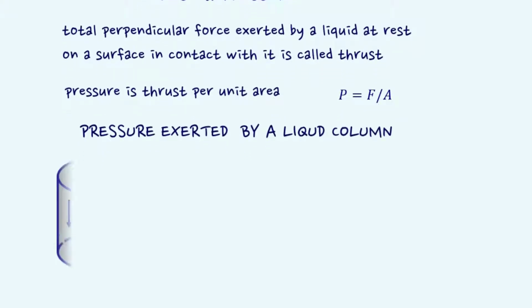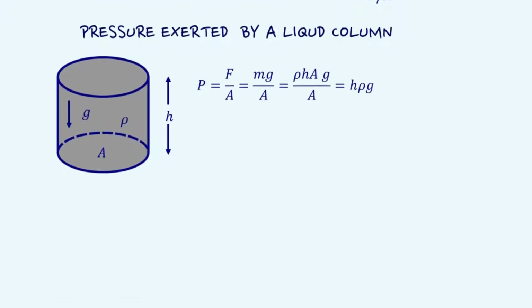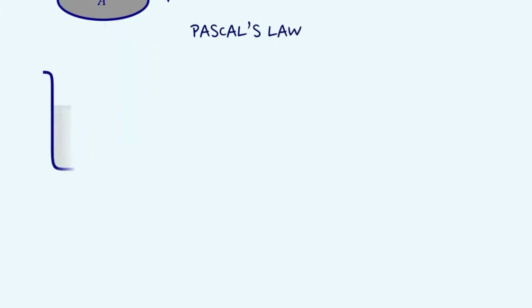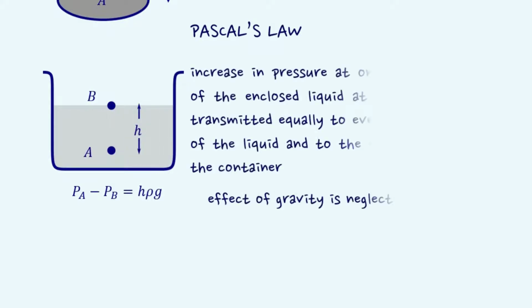Now let's obtain an expression for pressure exerted by a liquid column. If the density of the liquid be rho, then a liquid column of height h will exert pressure P equal to h rho g on every point below the liquid column. Here, g stands for the acceleration due to gravity. As both rho and g are constant for a liquid column, this means pressure is directly proportional to height of the liquid column. Next, let's discuss Pascal's law.